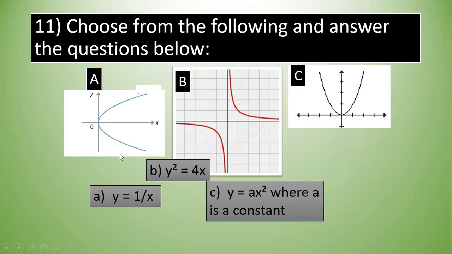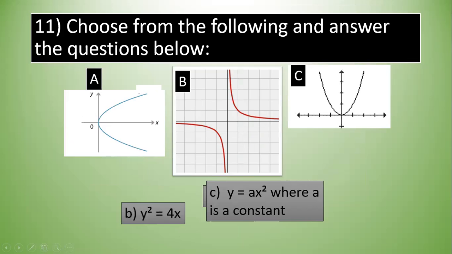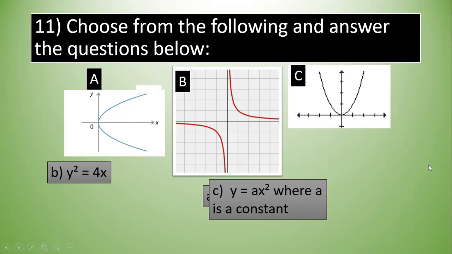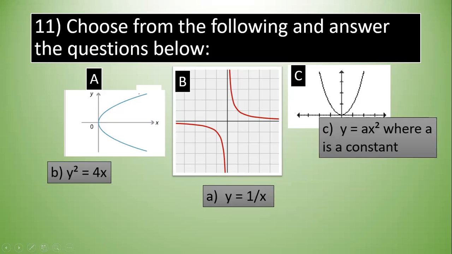So you should be able to recognize, right? You should be able to match, choose and match, what type of equation is this one, what type of equation is that one. Choose from the following the answer to the question. Okay, this is a rectangular hyperbola. This is a parabola. This is also a parabola. You should be able to recognize these, as an A-level and STPM student.